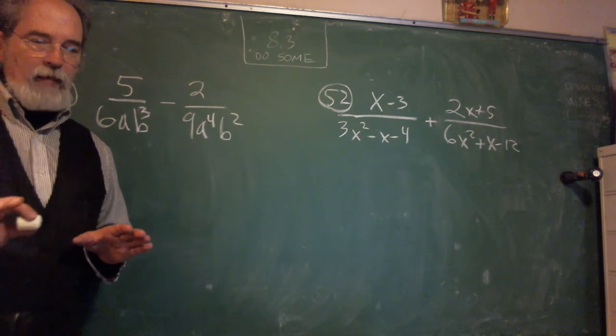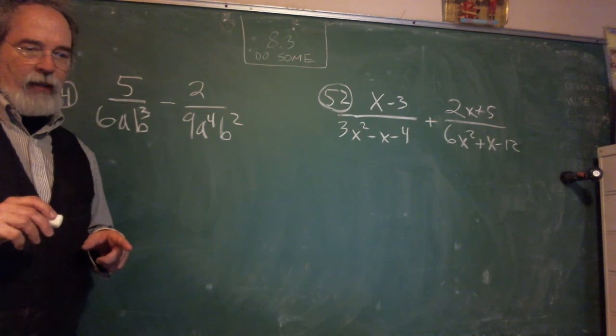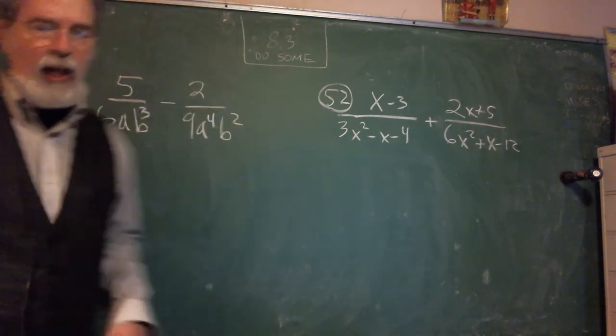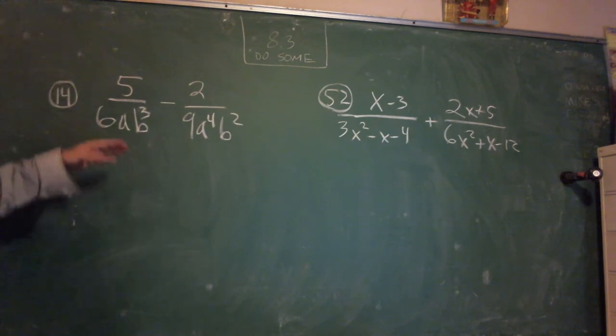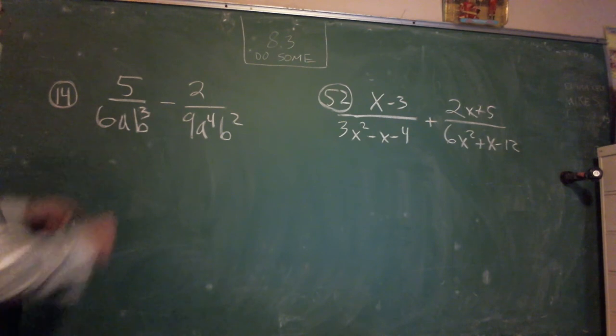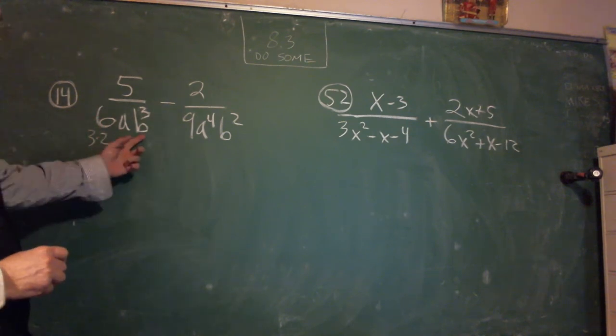Now here's what's happening. You got to be able to add, subtract, multiply, and divide fractions that have letters in them. And the one that drives everybody crazy is common denominator. You know how to get a common denominator. You just go shopping. What do I need here? Well, I need a 6. That's 3 times 2. Let's write that down. I need an a and I need a b cubed.